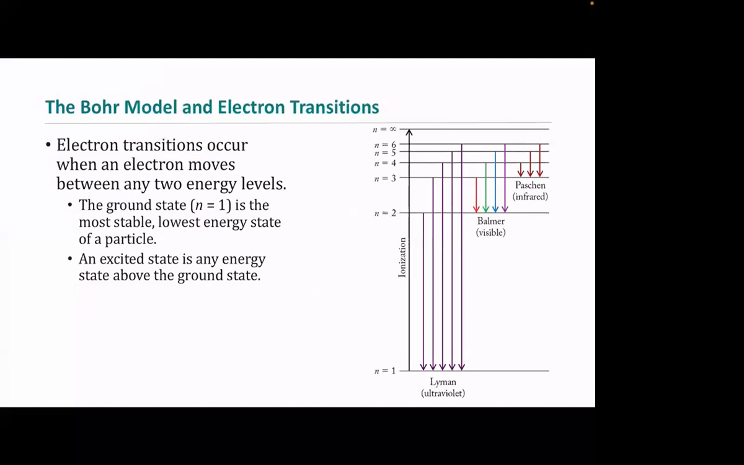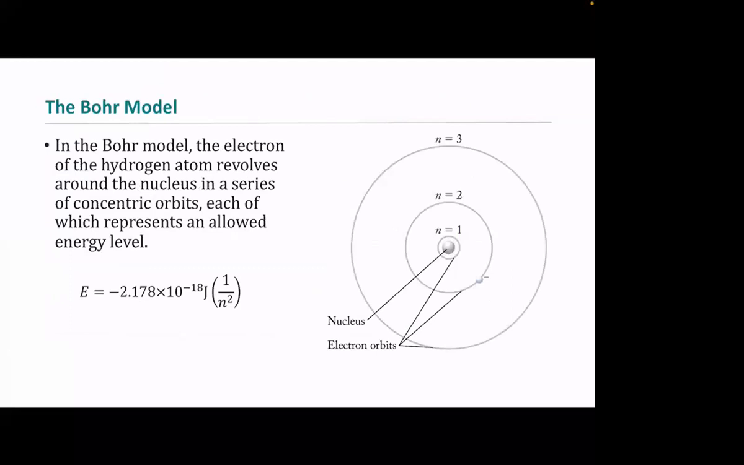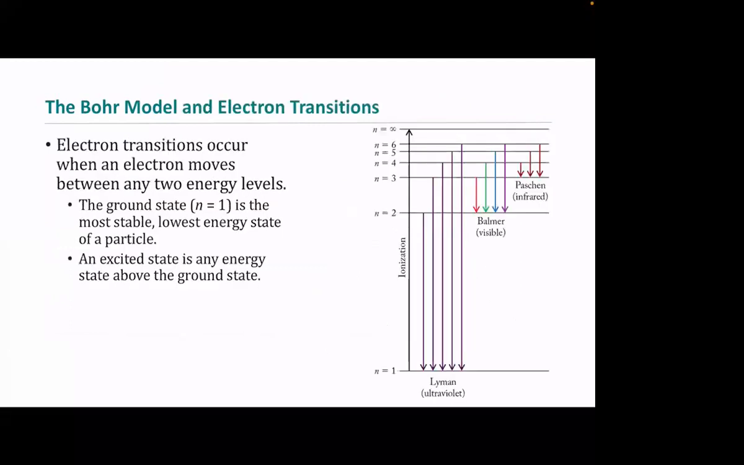So electron transitions occur when an electron moves between two energy levels. The ground state, n equals 1, closest to the nucleus, is the most stable, lowest energy state of a particle. An excited state is any energy state above the ground state.